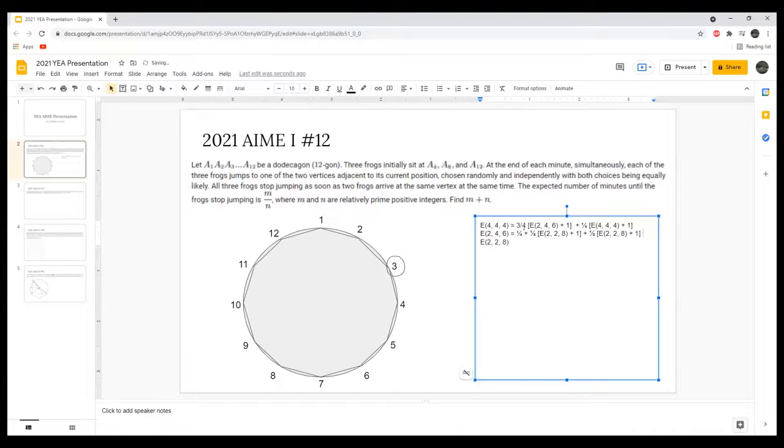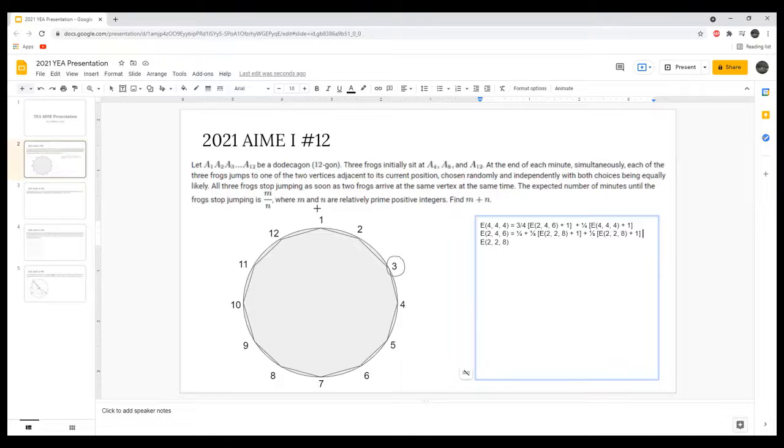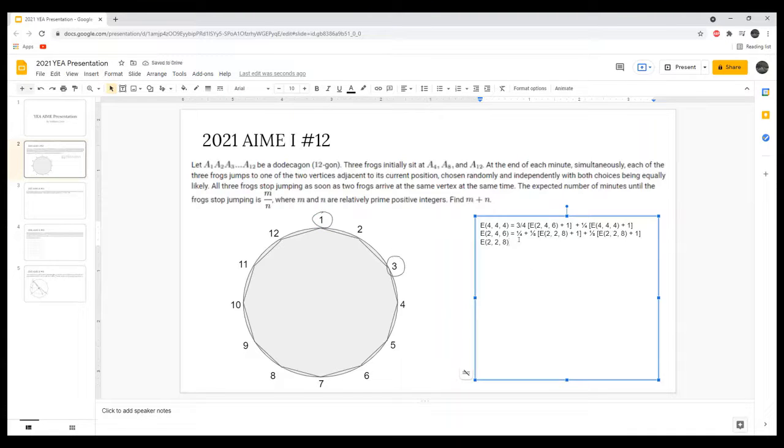Then we have to consider the case when the frog at point 2 moves all the way here to point 1. So if the frog at point 2 moves all the way to point 1, then we have still two cases to consider. If frog 4 moves to point 3 here or to point 5 here.